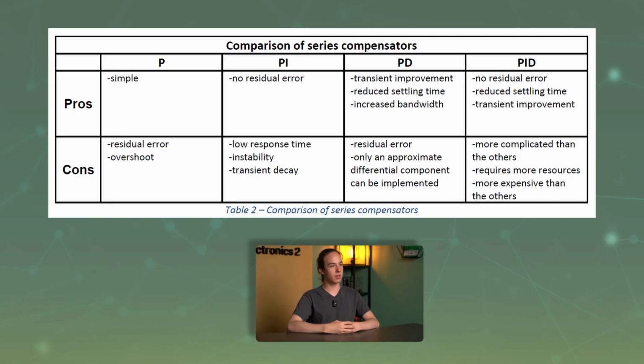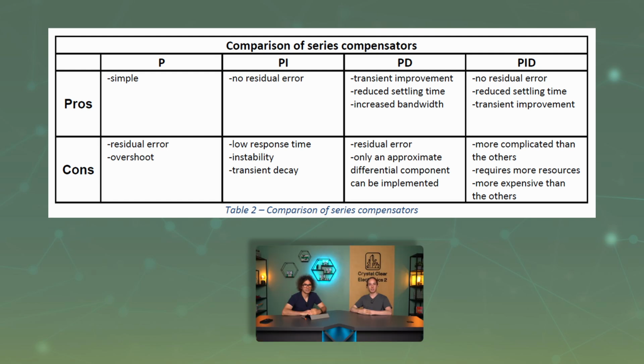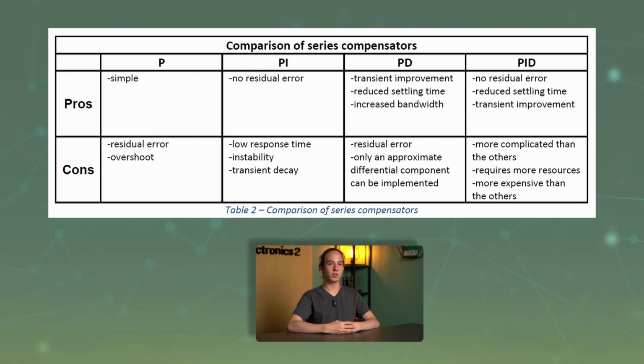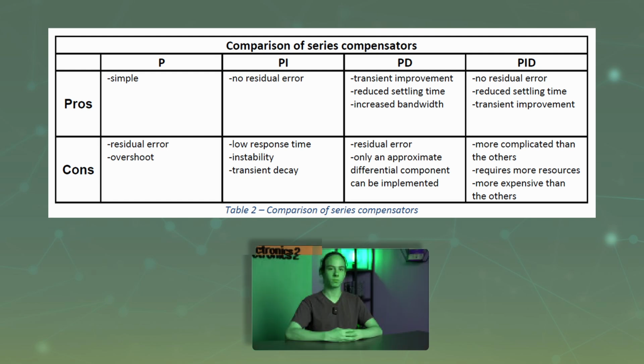The bang-bang regulator is not included in the table because in almost all cases the more accurate P regulator can be used. It has the advantage of simplicity, but overshooting and residual error can occur with its use. There is no residual error with the PI regulator, but in return it is slower and more unstable, and the transient degrades with higher overshoot. The PD regulator, on the other hand, is fast and gives a nice transient, but the residual error returns. PID has the advantages of PI and PD, but is more complex and more expensive to implement.